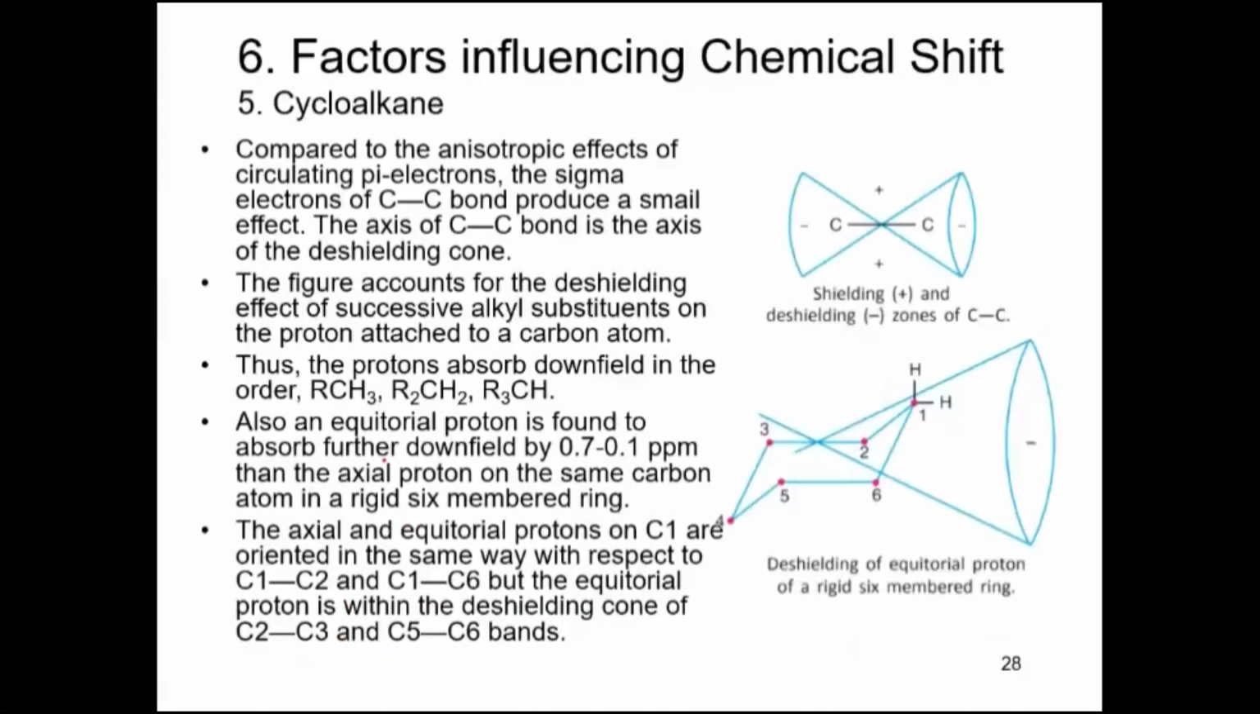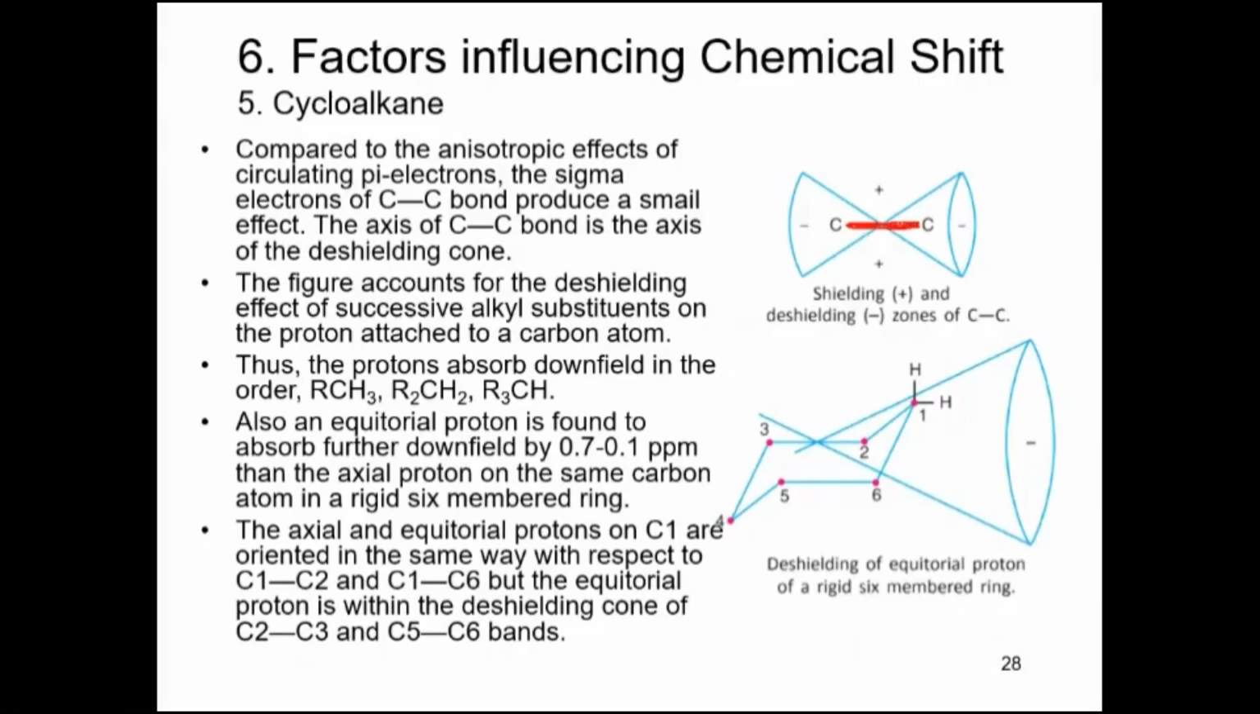Now the shielding and deshielding in the case of cycloalkanes is a little bit tricky, because first of all, there is no pi bond present. So the electron cloud is across two atoms forming the sigma bond. It is in between those two atoms, occupying a relatively smaller region. What we are looking at here is an isolated sigma bond between two carbon atoms.